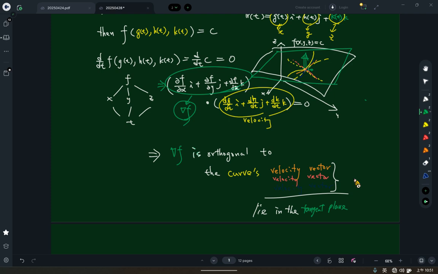Then I give you an example. Then after the example, we can go back to take a look at this concept.